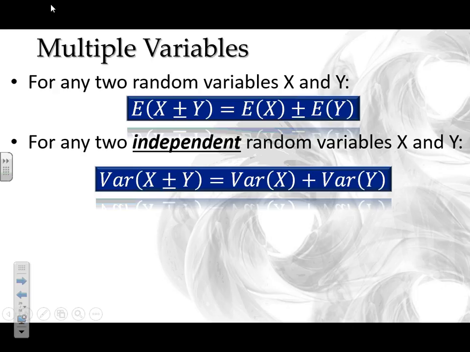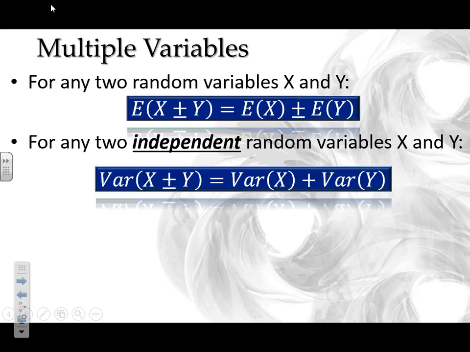So two big things when dealing with combining random variables. The means act exactly like we would expect. Take the mean of one plus or minus the mean of the other. But standard deviations are much trickier. First, we cannot add standard deviations. All we can do is work with variances. So every standard deviation you get, you need to convert to variance. Then you can combine them together. Now, independence is the second main thing. You have to make sure that the two or more variables that you're working with are independent of one another.